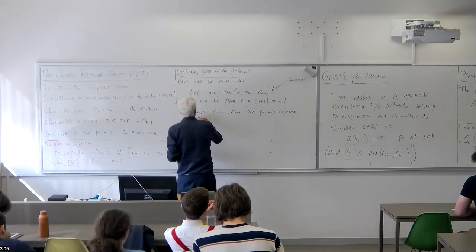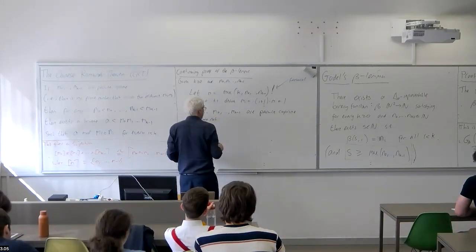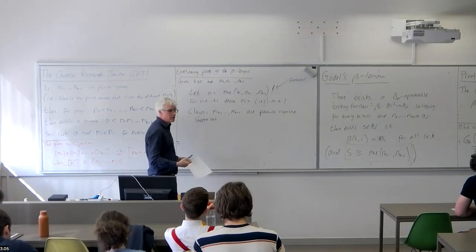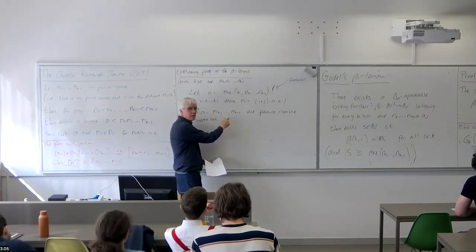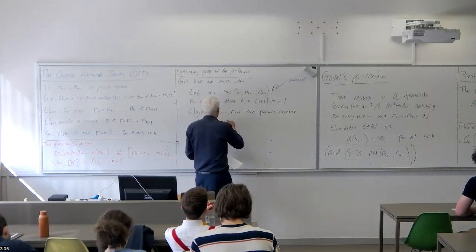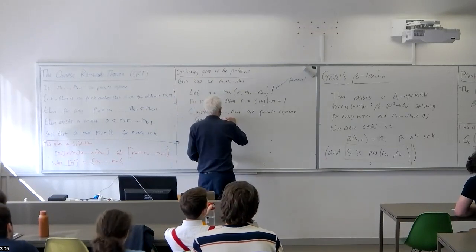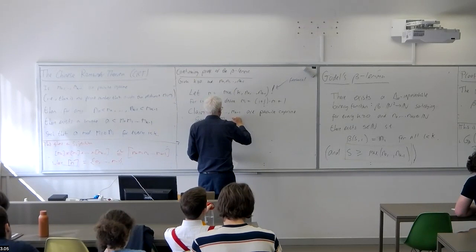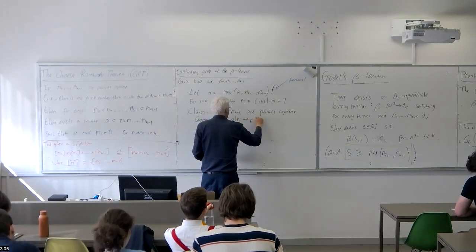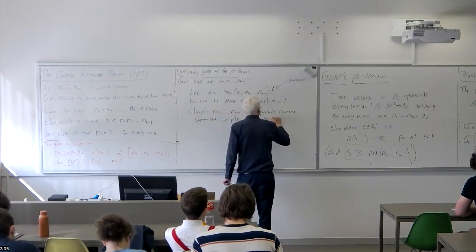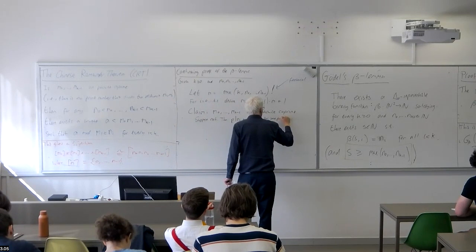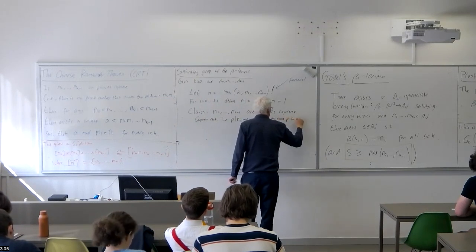So suppose not. If they're not pairwise coprime, we have two distinct ones of these, say mi and mj, with some common prime divisor. So then p divides mi and p divides mj, for some prime p and distinct i, j.